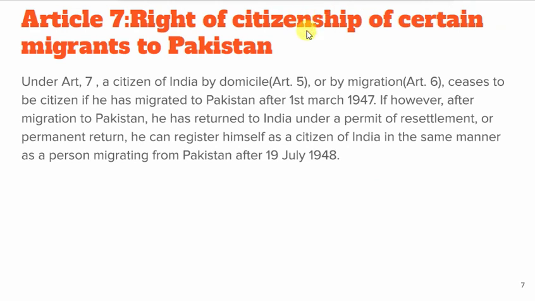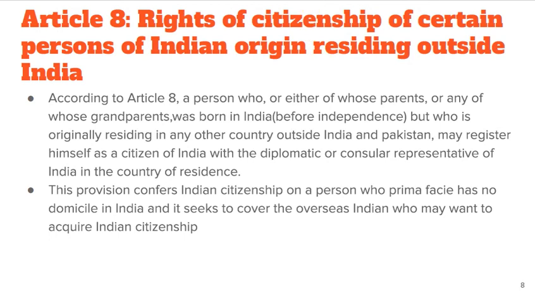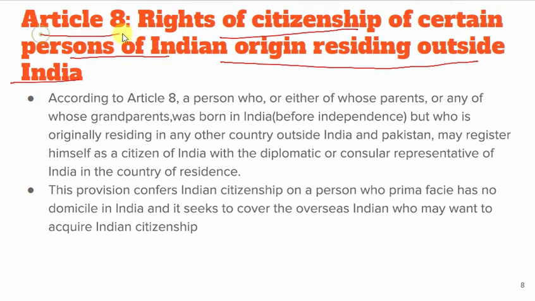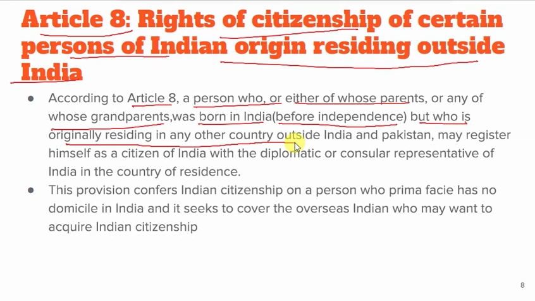Now let's see what Article 8 gives us. Article 8: rights of citizenship of certain persons of Indian origin residing outside India. According to Article 8, a person who, or either of whose parents or any of whose grandparents, was born in India, which is like before independence, but who is ordinarily residing in any other country outside India and Pakistan together, may register himself as a citizen of India with the diplomatic or consular representative of India in the country of residence.